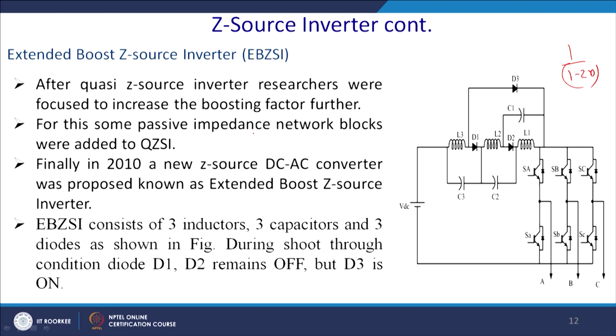For this, some passive impedance network was added, and you can see that instead of 2 inductors you have 3 inductors, and finally we can have another boosting effect. In 2010 a new DC to DC converter was proposed, known as the extended boost Z source inverter. It consists of 3 inductors, 3 capacitors and 3 diodes, and during shoot through condition diodes D1 and D2 remain off, but diode D3 is forward biased and on, and thus it pumps a continuous energy.